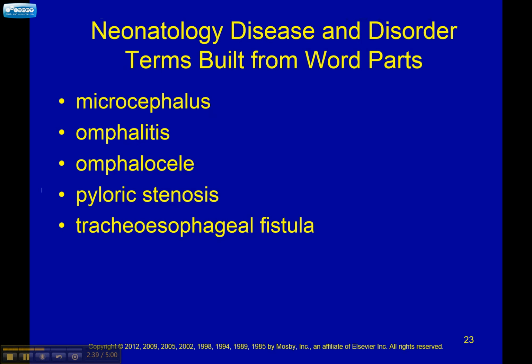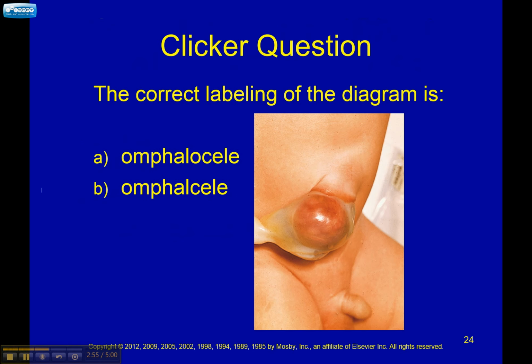Okay, so now we're going to talk about a few neonatology terms. Microcephalus, remember cephalic means head, micro means small, so we're going to say pertaining to a small head. So remember, built from word parts, you will have to know some of your previous terms as well. This is a hernia, a baby born with a hernia.